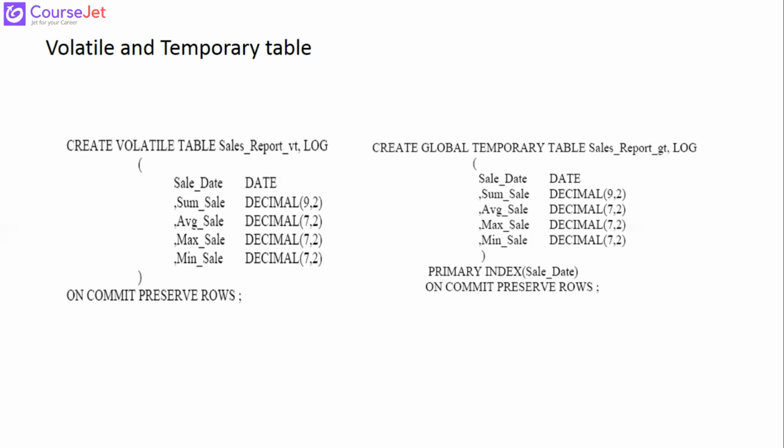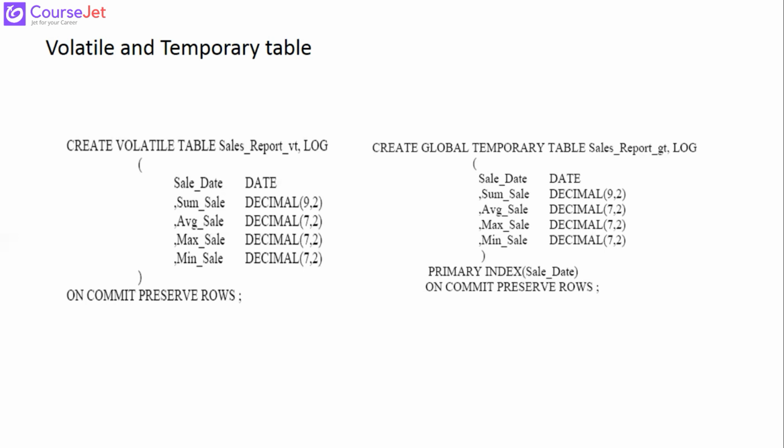Global temporary table uses which space actually? Temp space only. Global temporary table uses the temp space. Volatile table, I think, uses temp space. Global, I think spool space only, it looks like. No, let me confirm. No, the global temporary table only uses the temp space.